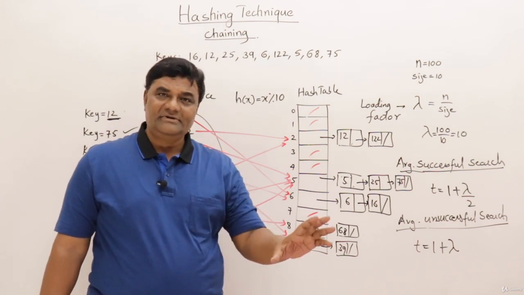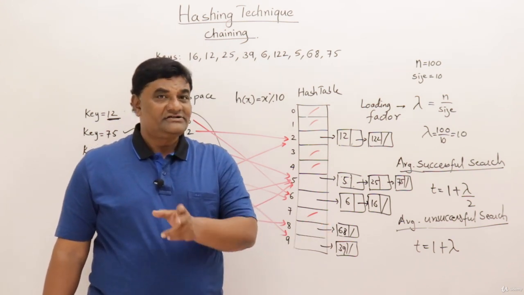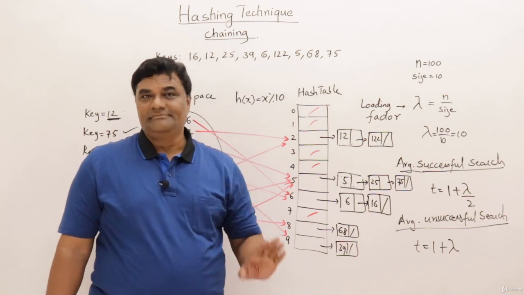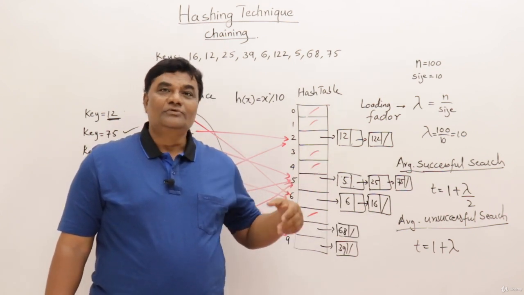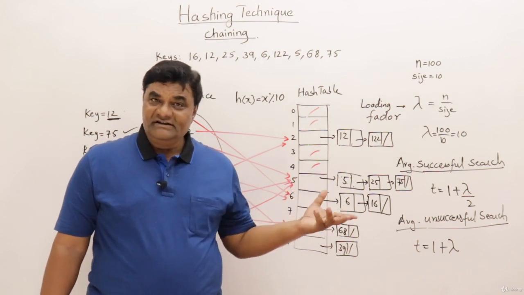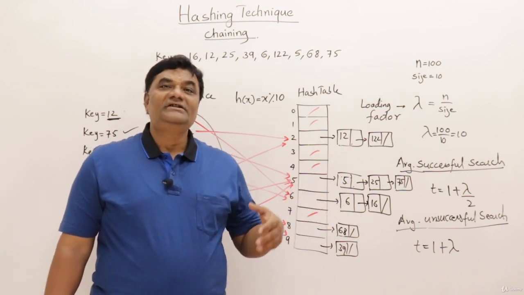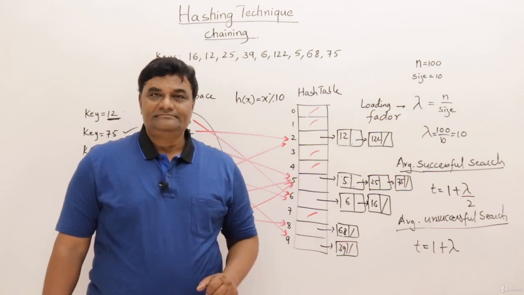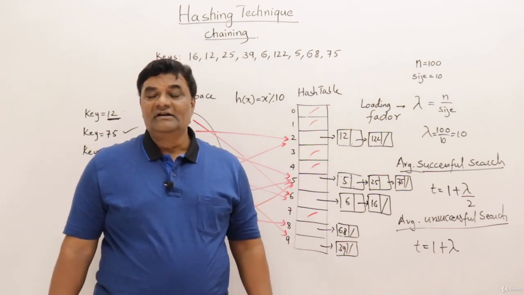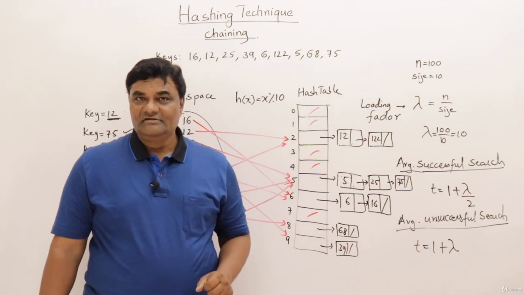So the procedure is simple. For insert, search and delete, for all of them, the procedure is simple. Insertion, you insert in a linked list; search, you search in a linked list; and deletion, you delete a node from a linked list. So the operations are the same as linked list. That's all about the operations in case of chaining.